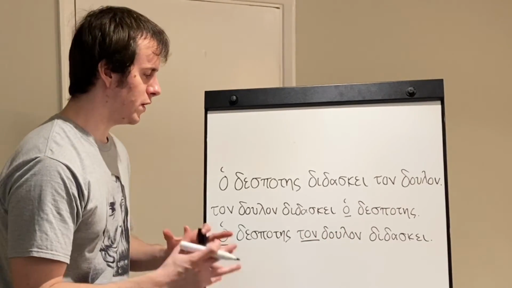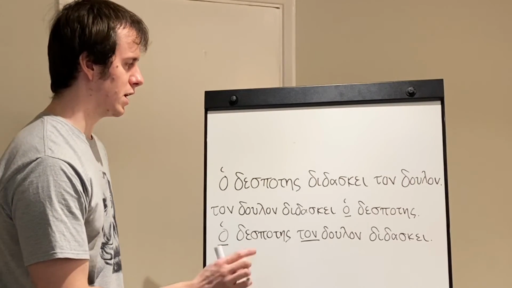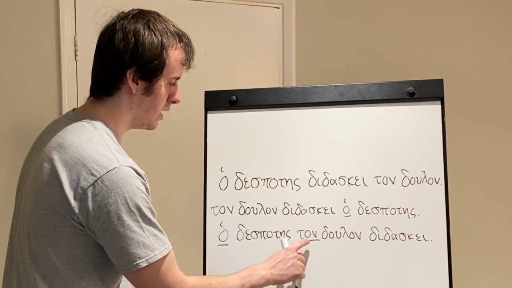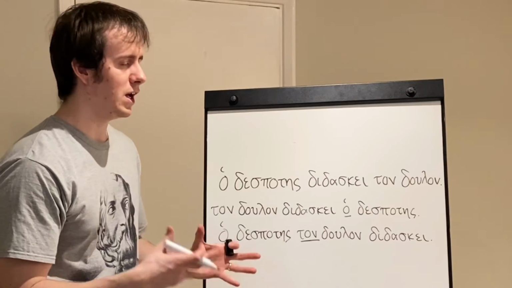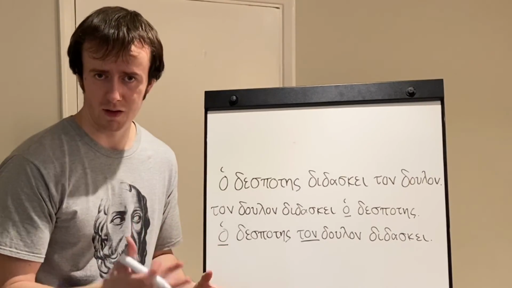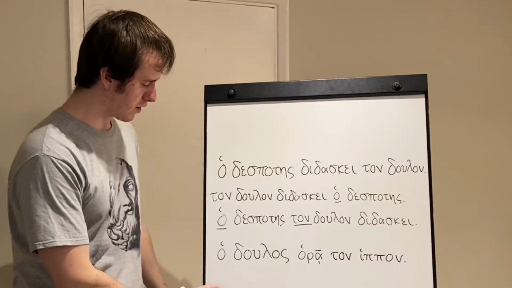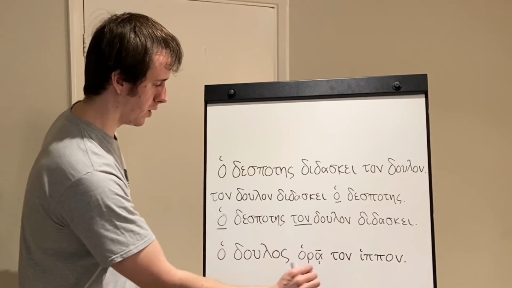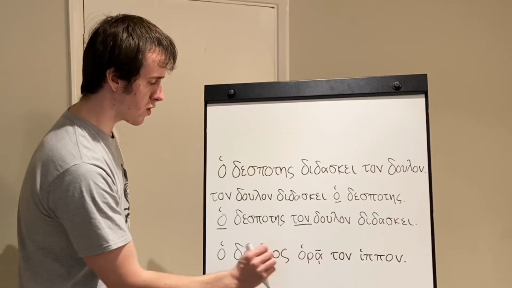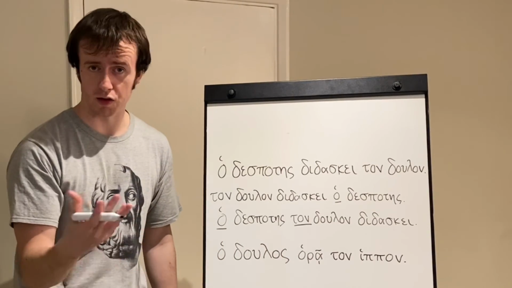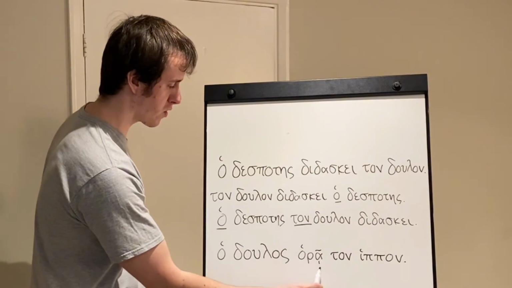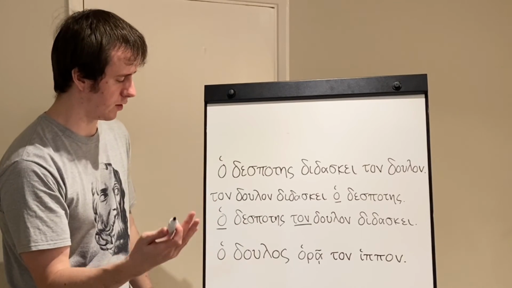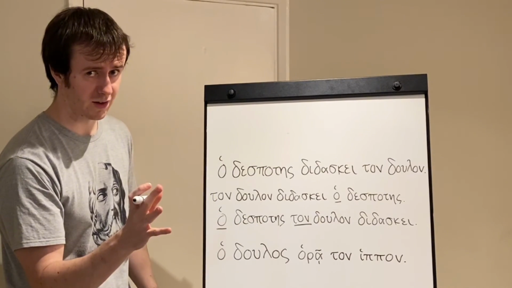So word order is very flexible in ancient Greek, and you need to use the definite article as a key to know the function that each noun is performing in the sentence. Let's look at one more simple sentence. Ho doulos horai ton hippon. We know that horao is the verb to see, it's a contract verb. Here it's horai, it's in the third person singular, present indicative active.